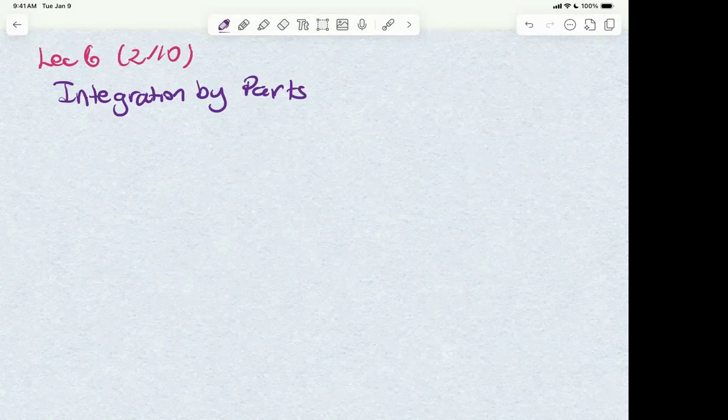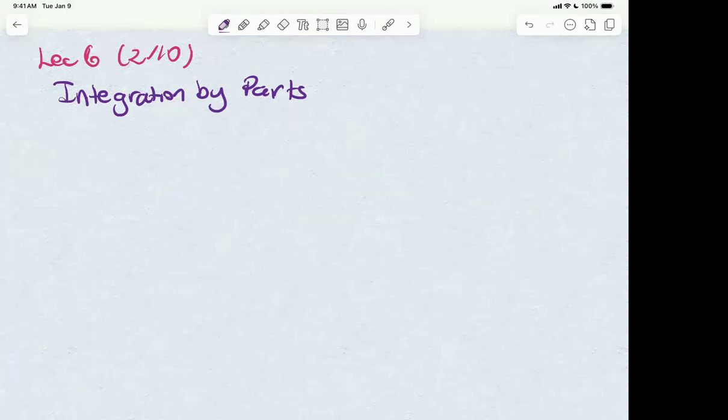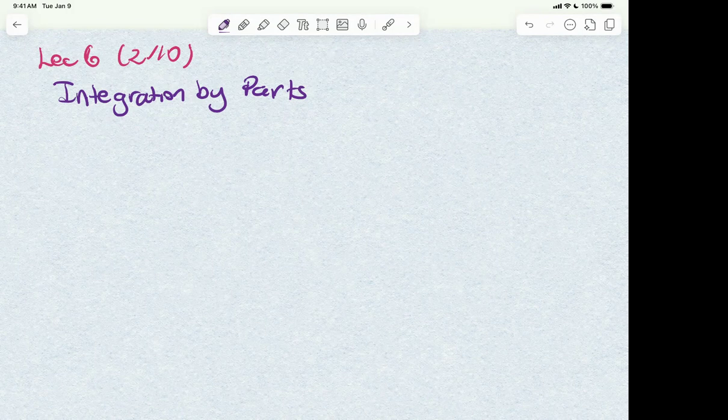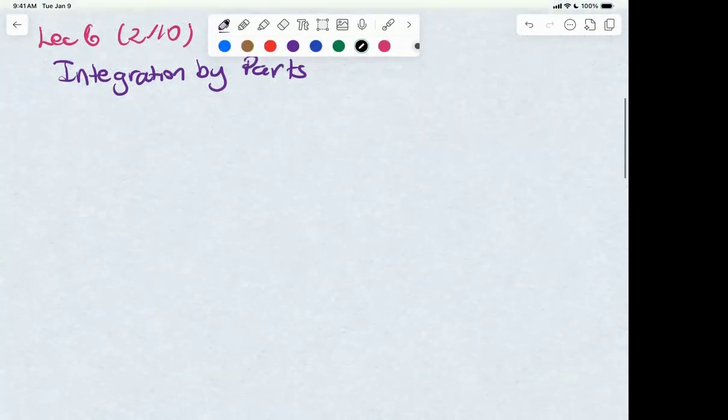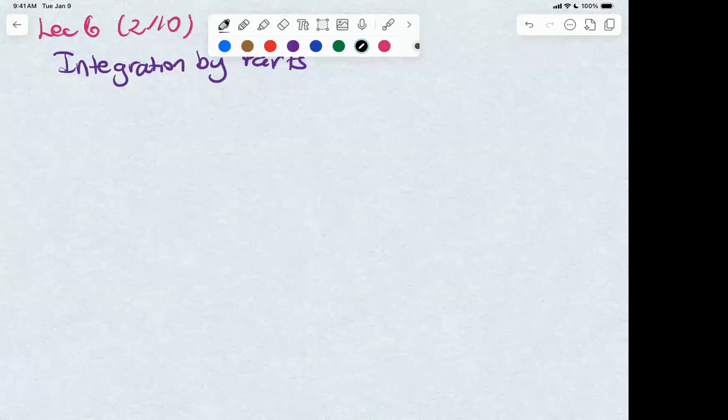What I told you during the last few minutes of the last class is that the way you should think about integration by parts is that in some way it is the reverse of the product rule for derivatives. Let me first write that it is the opposite, or the reverse, of the product rule.